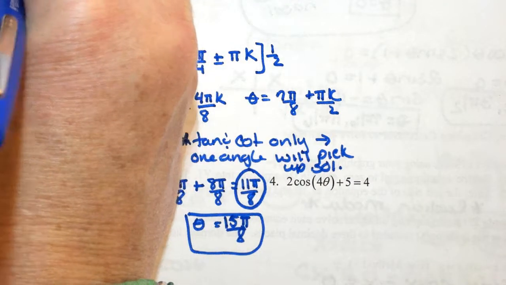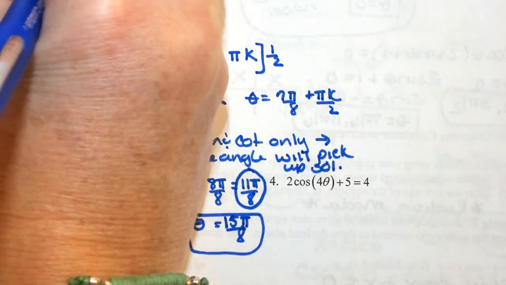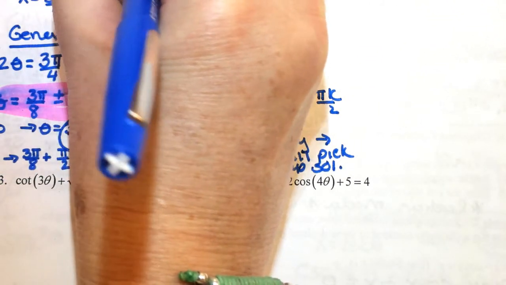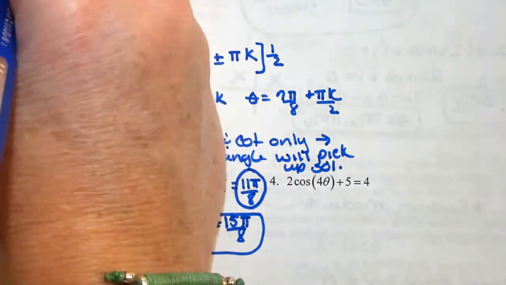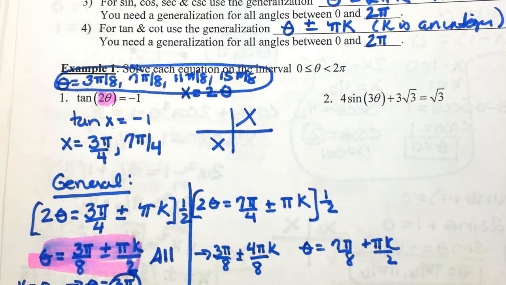So your answer list is going to be, let me just write it out, 3 pi over 8, 7 pi over 8, 11 pi over 8, and 15 pi over 8. So you have 4 solutions for that one. Okay? So those are your 4 solutions. Okay? Let's take a look at number 2.